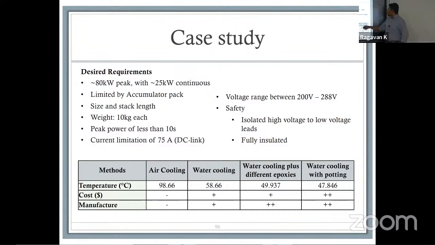Actually, no, sorry, water cooling with potting was lowest temperature, in which you have a potting material in it. And the least effective was, of course, air cooling, as we can very well expect. Water cooling was not as effective as doing a hybrid cooling method. And that was our big takeaway from this entire process.